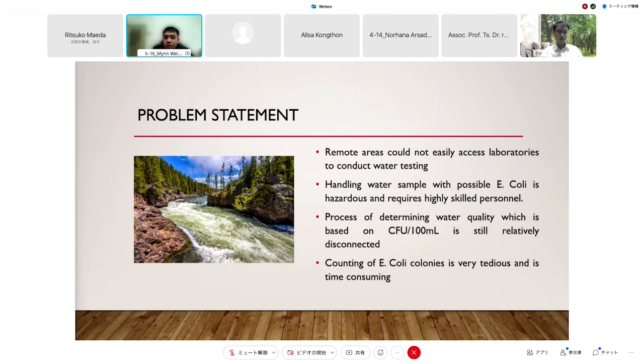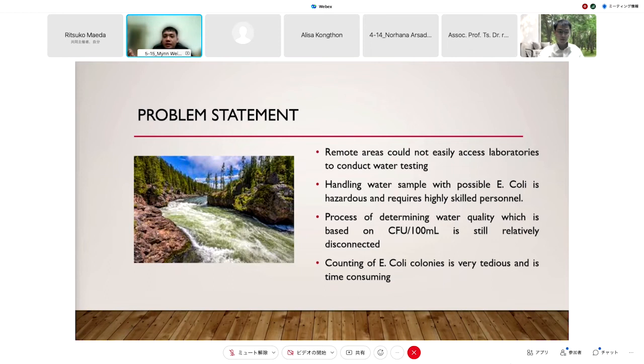The second one is handling the water sample with possible E. coli. When I say possible, it means we are not sure whether or not E. coli is present. It's a very hazardous task, and it requires highly skilled personnel to run the test. And overall, the testing of water quality is not a smooth process. It's still very disconnected. We have to bring samples from one area to another, so it's still relatively disconnected.